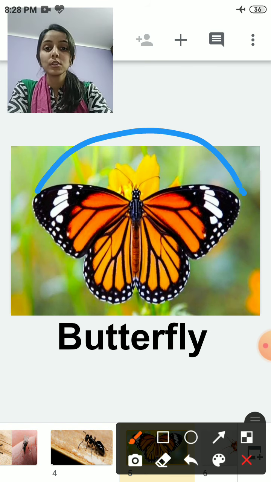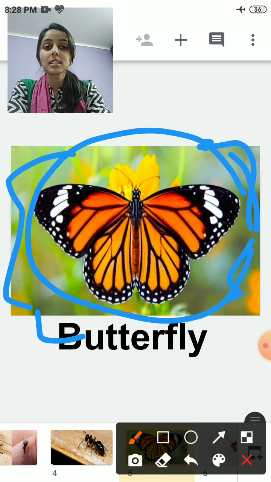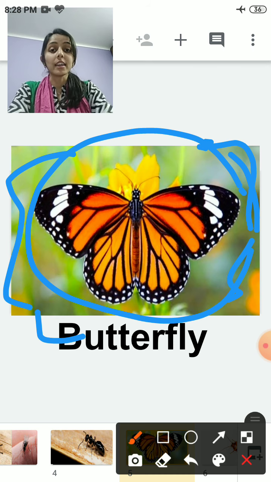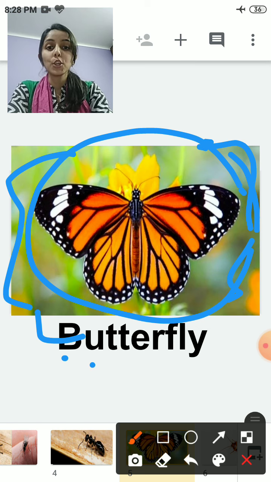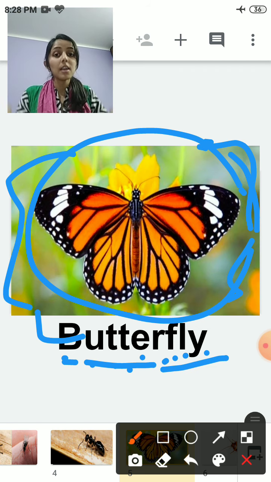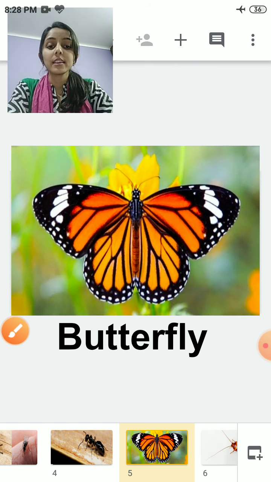Now, what is this, children? This beautiful insect? Butterfly. B U T T E R F L Y. Butterfly.